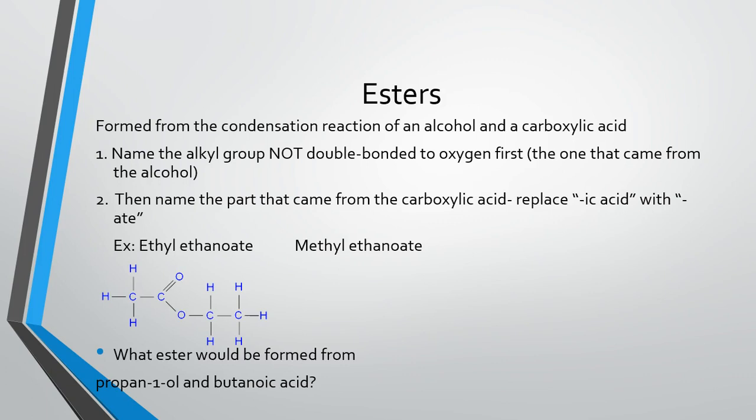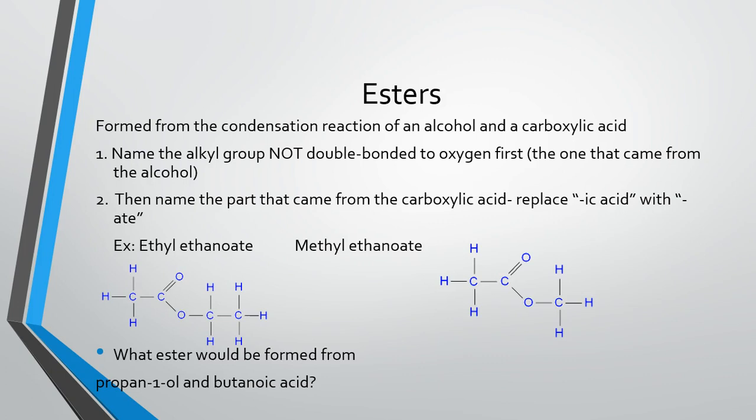Okay, so pause for a second and try to draw methyl ethanoate. Okay, so methyl, that's the part that came from the alcohol. So that's going to be the part that's not attached to the carbonyl group. All right, so the methyl part's on the right, and then ethanoate, that's the part on the left, and that's what came from ethanoic acid.